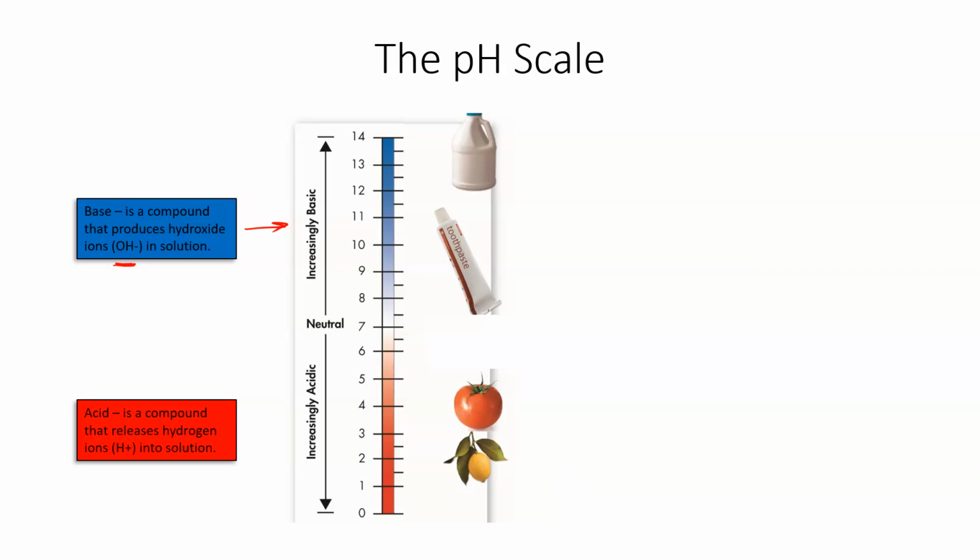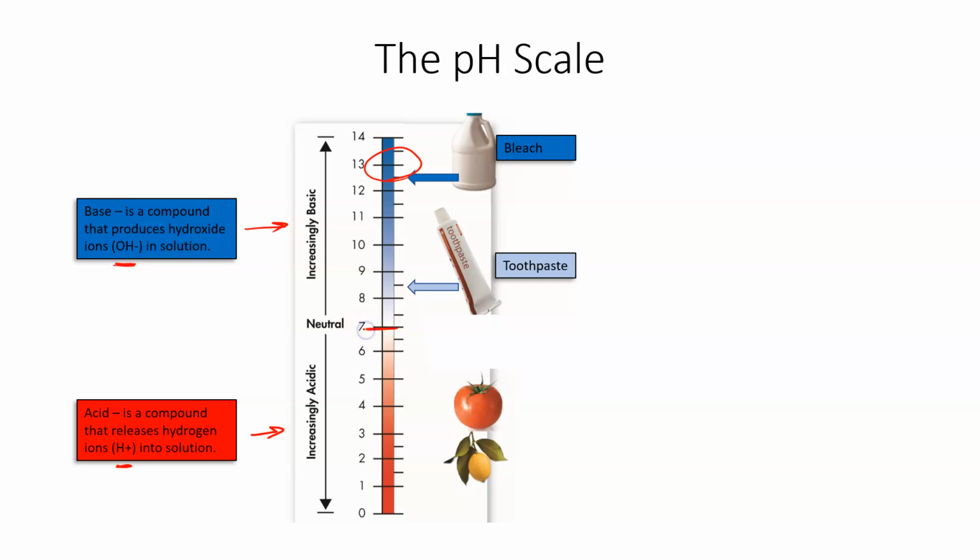An acid is a compound that releases hydrogen ions into solution. We're going to see tons of instances when H+ ions are released into solution. Those are released by an acid. So some of the items we have on this scale going from most basic to most acidic would be bleach and household cleaners, which literally live up in this region. Okay, very alkaline.